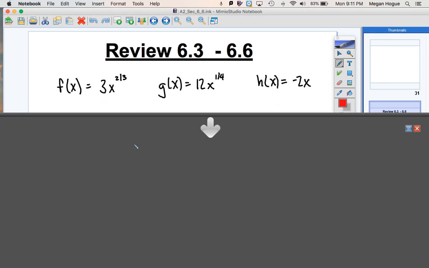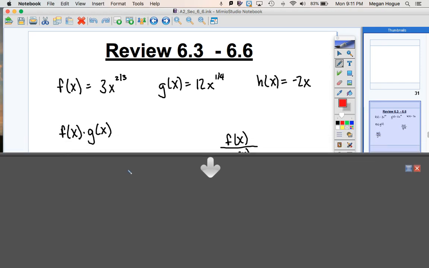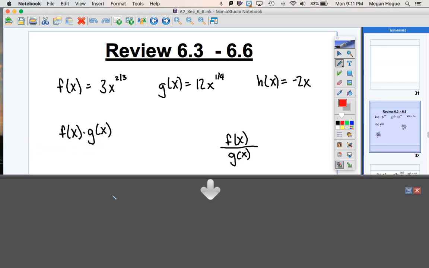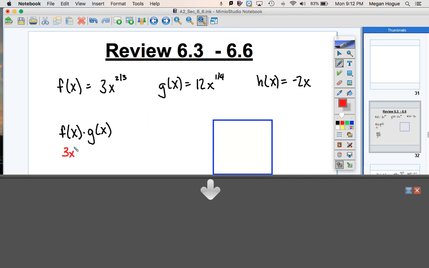But one thing we did when we get a set of functions is we do different function operations. So one thing I might do is I might multiply them. So if I have f of x, let me cover this up so you're not confused, f of x times g of x, the first thing we do is we plug it in. So we say 3x to the 2/3, and you can use parentheses or you can just use the dot, and then g of x, 12x to the 1/4.